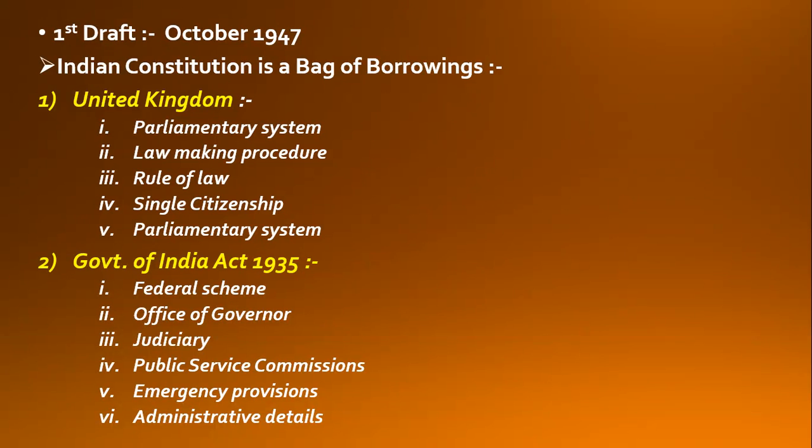So friends, parliamentary system, law making procedure, rule of law and single citizenship. These provisions were adopted from the Constitution of the United Kingdom. Now what is parliamentary system?